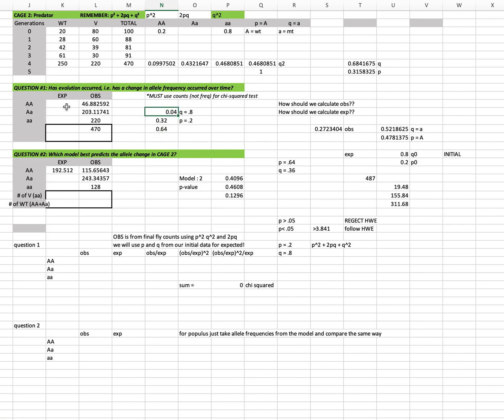Then we'll do the same thing: equals big A frequency times 470, because we need to compare the same population size, equals our het frequency times 470, equals 0.64 times 470. Now we add these up again just to make sure, and we should have 470. Nice. So now we have values that we can work with down here in our chi-squared table.